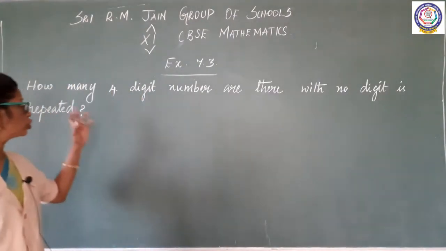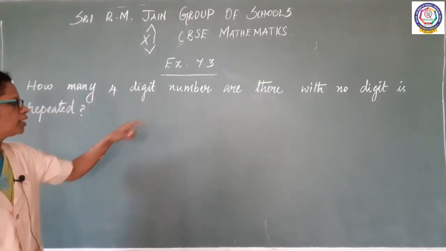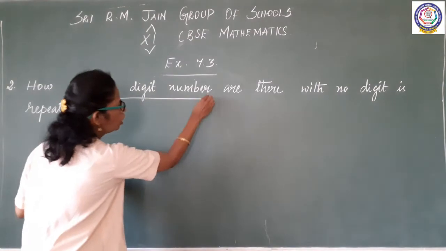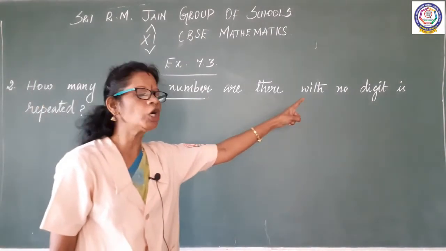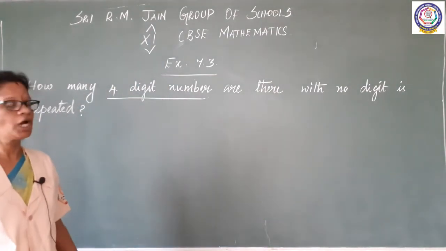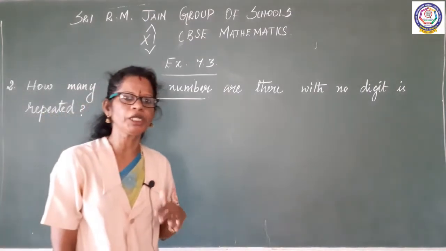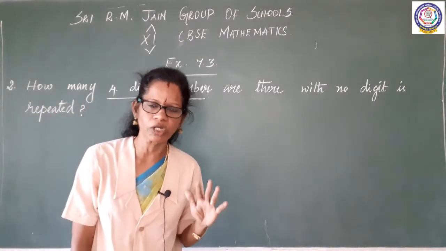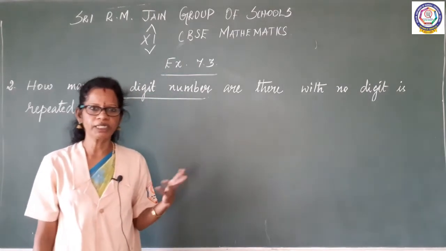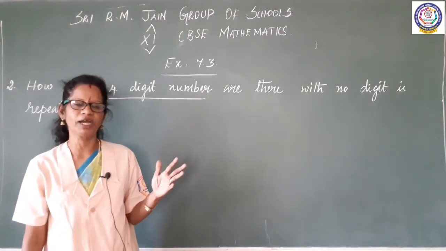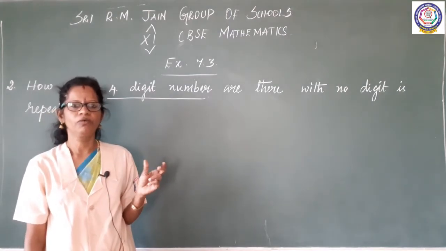Now I am going to move to question number 2. How many 4-digit numbers are there with no digit repeated, right? When I ask the question, you can't give the answer immediately, right? If I ask how many numbers are there, will you say if there is an end of the numbers? No, it is infinite.